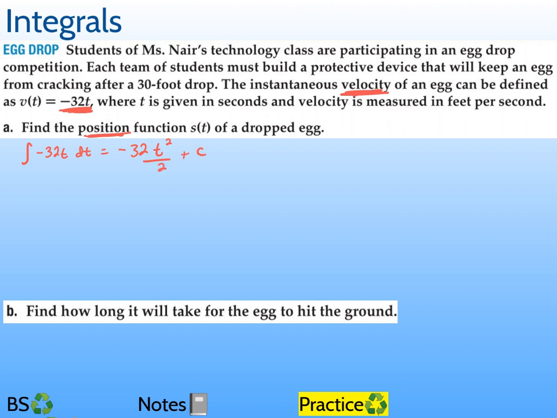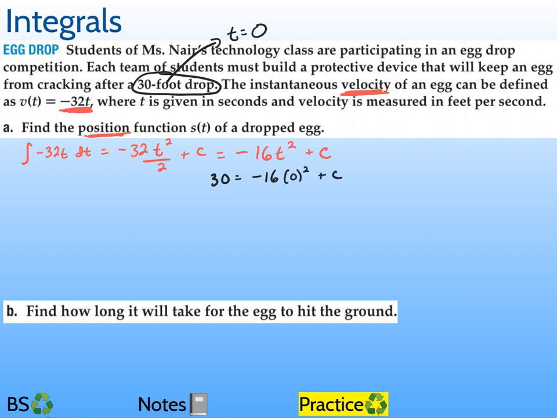This is where it's going to be important, I swear. It was going to come up, I knew it. So if you do this, it becomes negative 16t squared plus c. Now, we can figure out what this c is in this case. Notice that it's a 30-foot drop, which means it's at 30 feet when the time is 0, because it starts at 30 feet. So we know that this should equal 30 when t is 0.